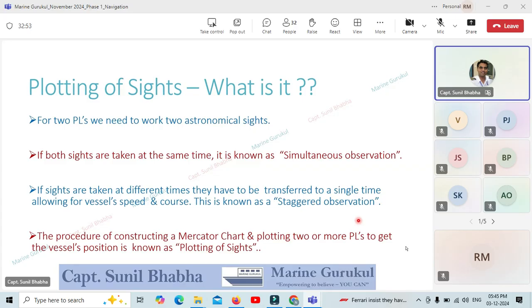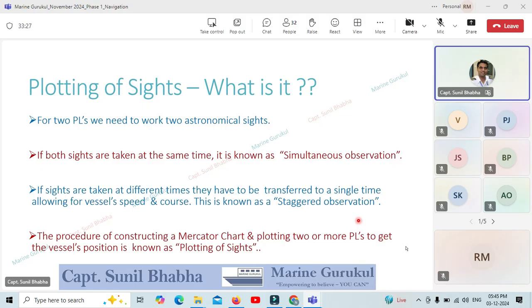So how do we get our position now? We have to construct a small part of the Mercator chart on our answer sheet. It can be done on plain paper on our answer sheet, or sometimes they provide us with graph paper. The graph paper gives us a little bit of advantage. It has parallel lines and perpendicular lines, which we can use to draw our latitudes and longitudes. Otherwise, the procedure can be done on plain paper as well as on graph paper.